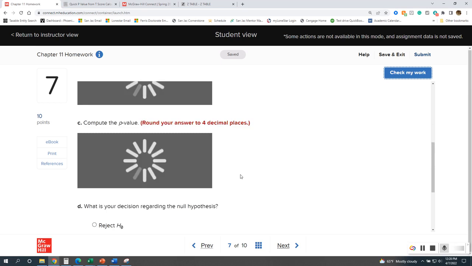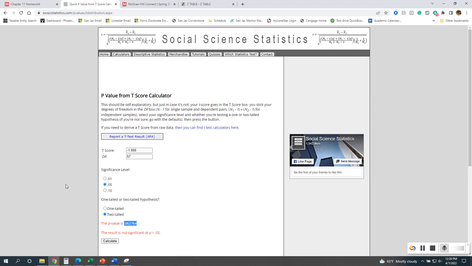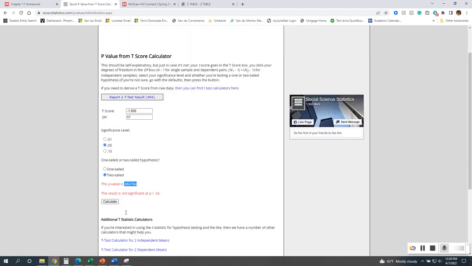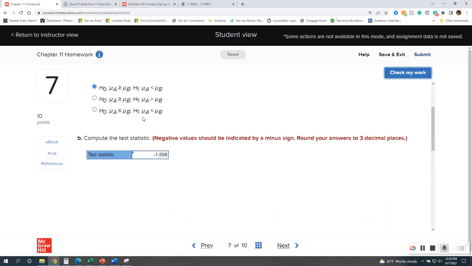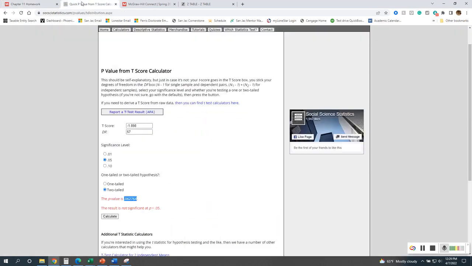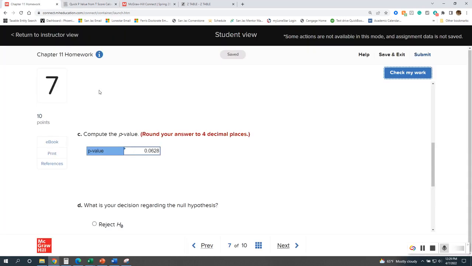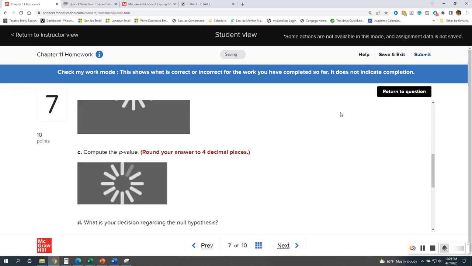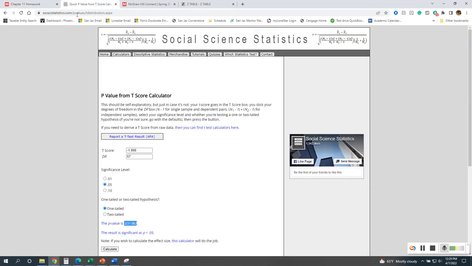Okay, it's a little off. Oh yeah, it's 1 tail. It's not 2 tail. So 1 tail. Calculate. There we go. Copy. Now check. Yeah. So make sure you put 2 tail and 1 tail.